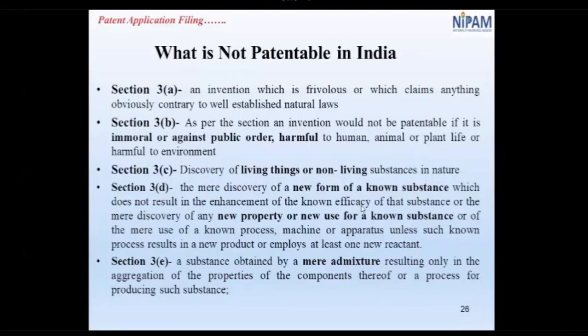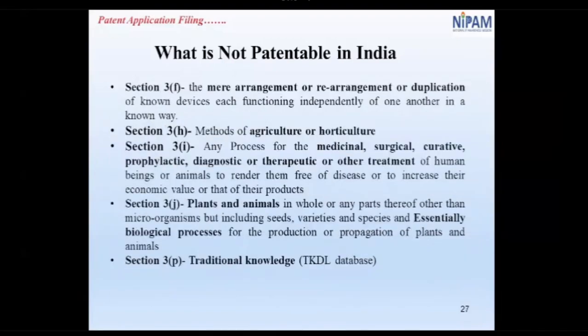That's why it is a mere aggregation. And if you do that, it will fall under Section 3E. So that is also a non-patentable section. Okay. The next section is Section 3F. I think it is not important for all of you. It's a mere arrangement and rearrangement or duplication of known device. So I think it's not so much important for you.